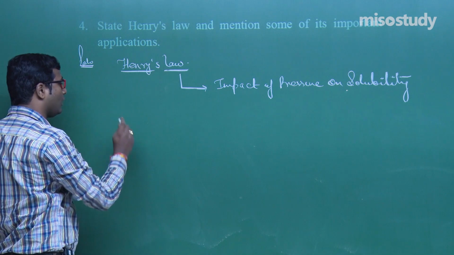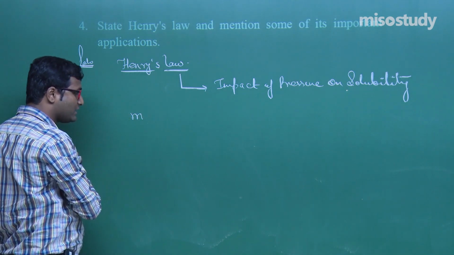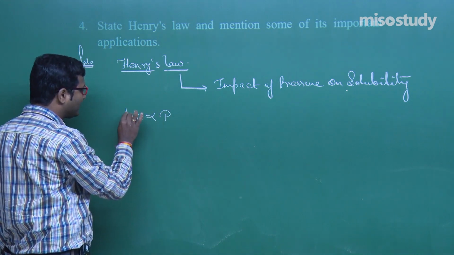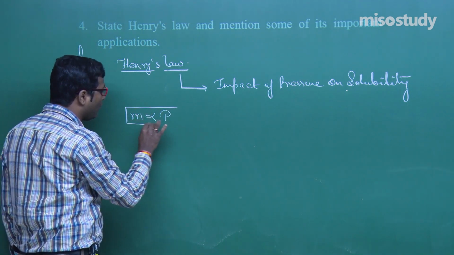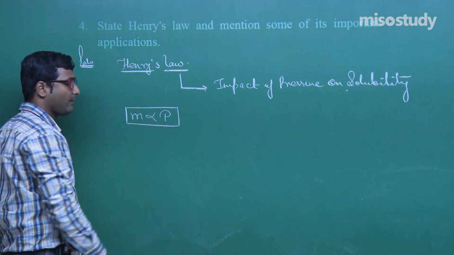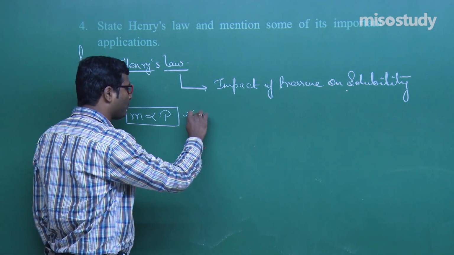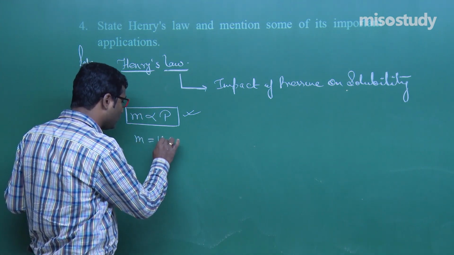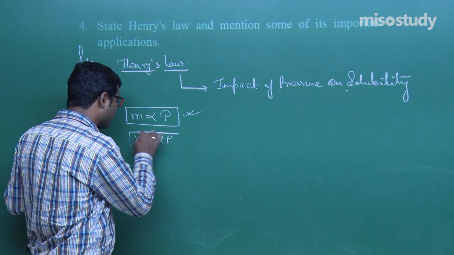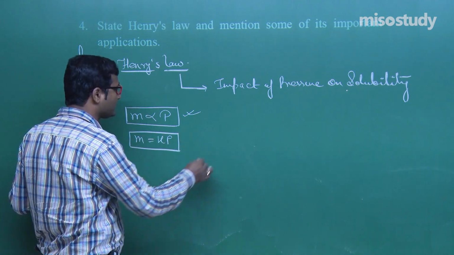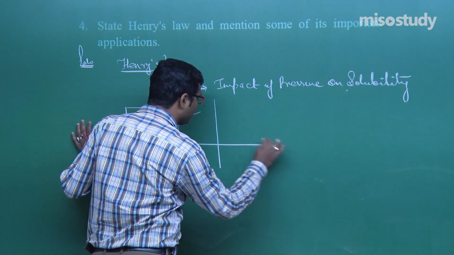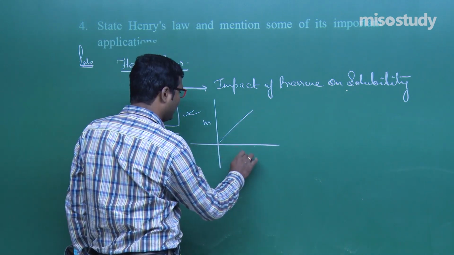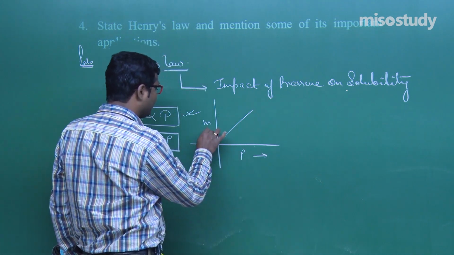According to Henry's law, the mass of a gas dissolved is directly proportional to the pressure of the gas in equilibrium with that liquid. That is, M is directly proportional to P, or you can write M is equal to Kp. This is the statement. If I draw the graph, it will be a straight line. If I write here M and P, this is the case.